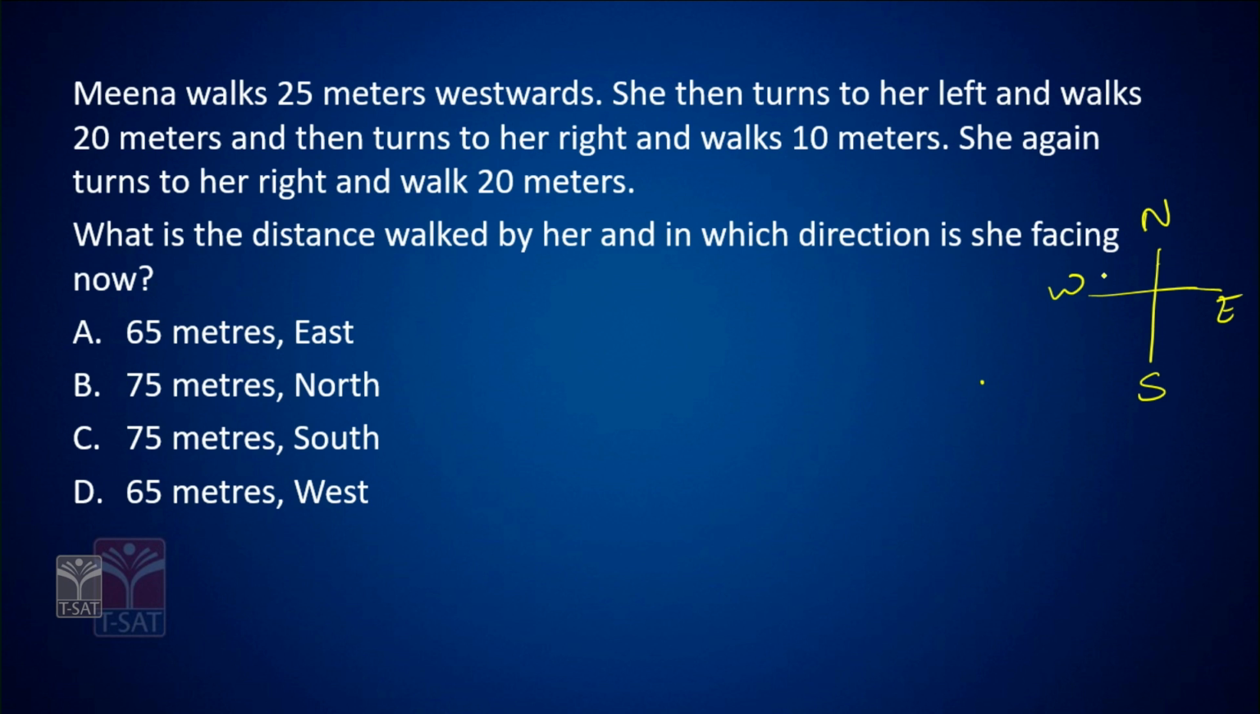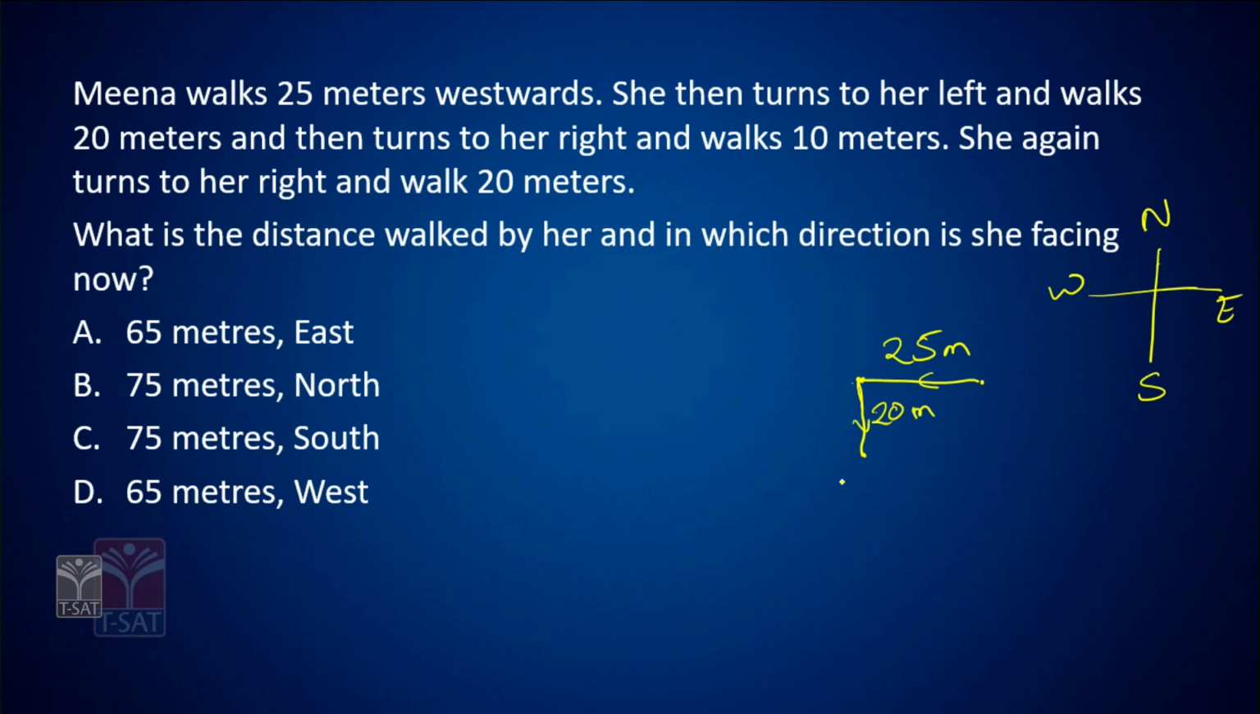Okay, so first she walks 25 meters west. So she walks in this direction 25 meters. Now she turns to her left. If she is walking in this direction and has to turn left, she will turn this side, that is south. So now she turns to her left and walks 20 meters. So here she walks south 20 meters.